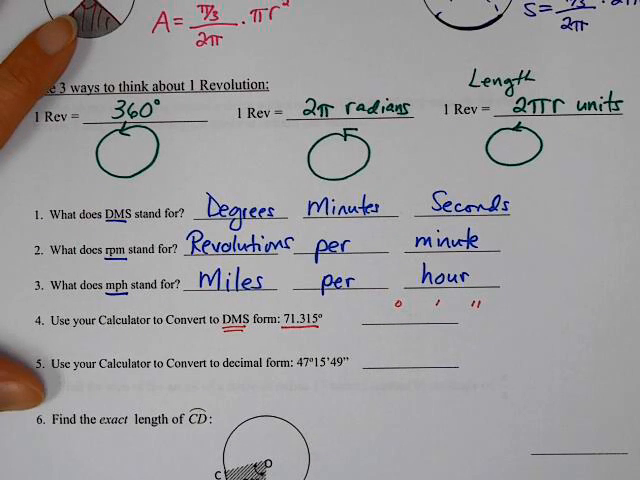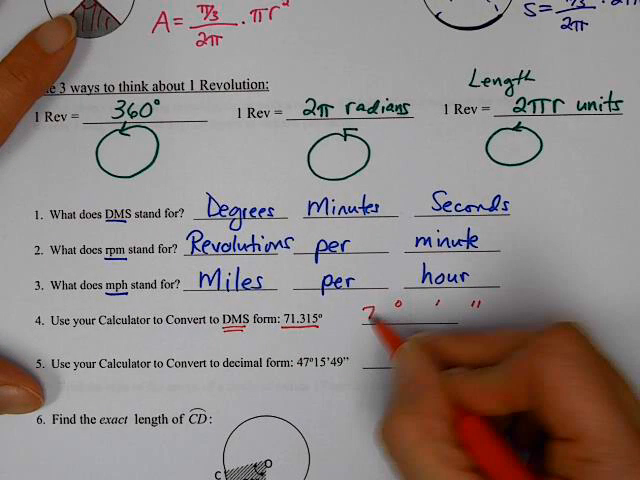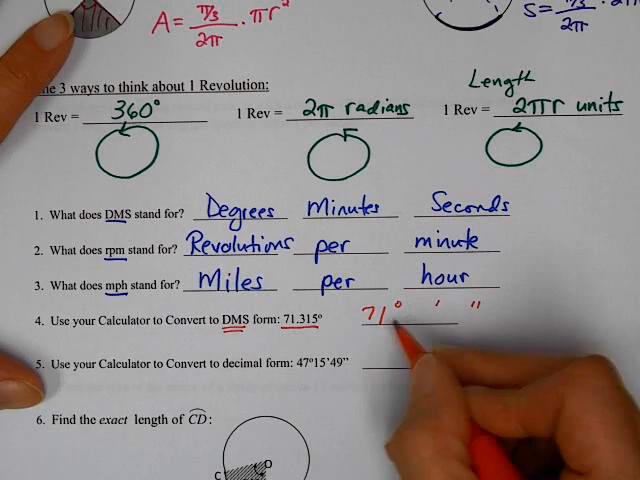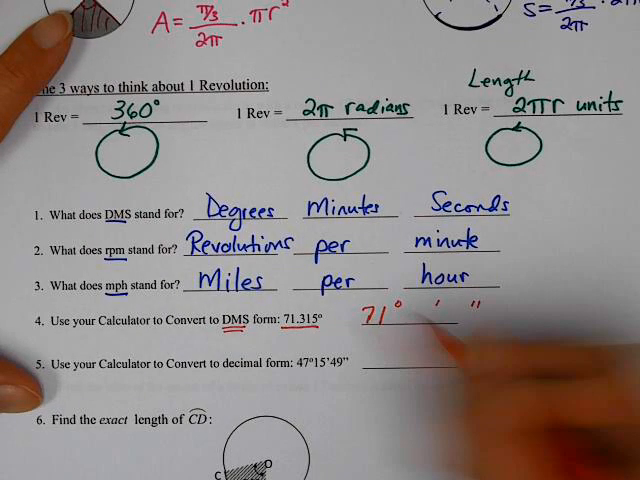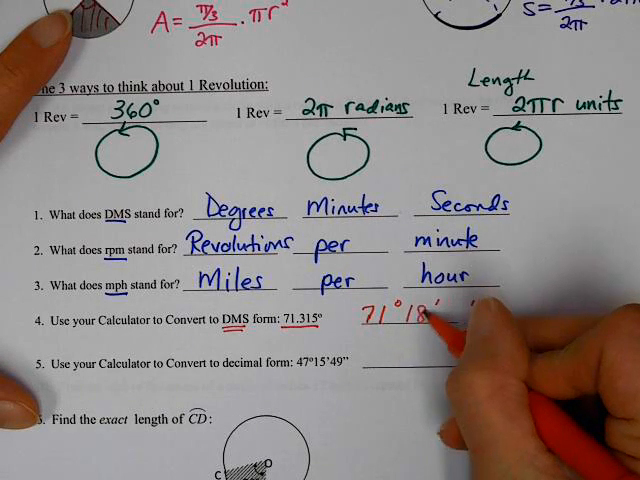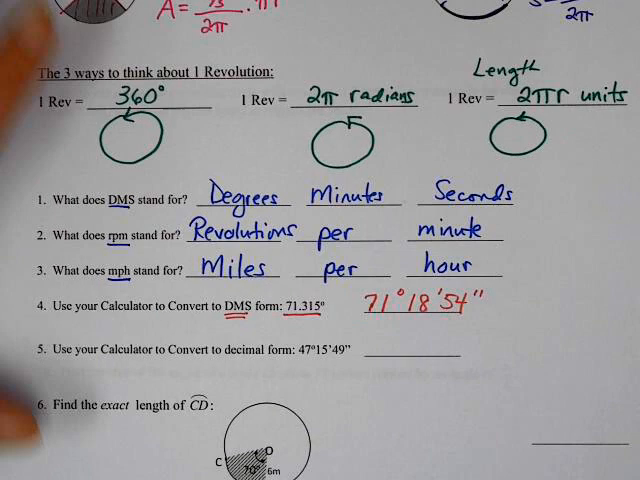Okay, do you have your answer? Let's check and see. First of all, I know it's 71 degrees because that was the problem. The angle's not going to change. We're just writing it a different way. But instead of 0.315, the answer is 18 minutes and 54 seconds. Is that what you said?